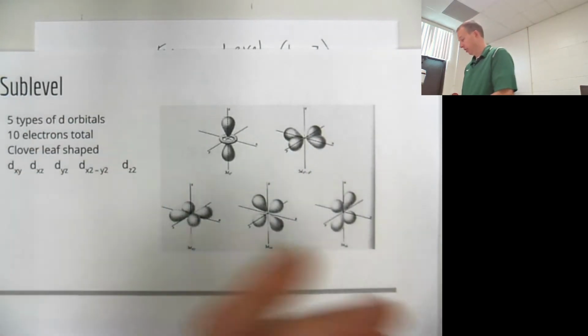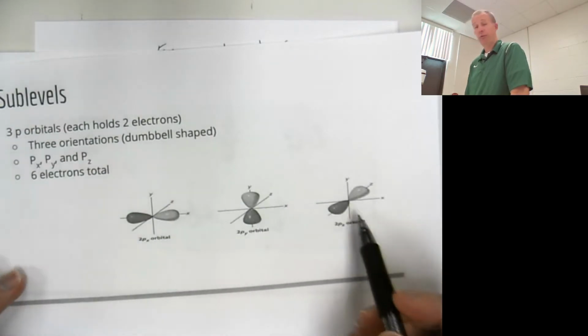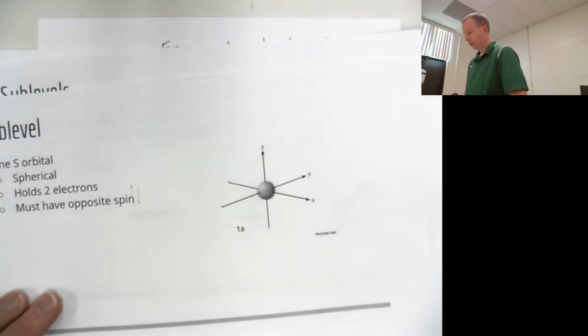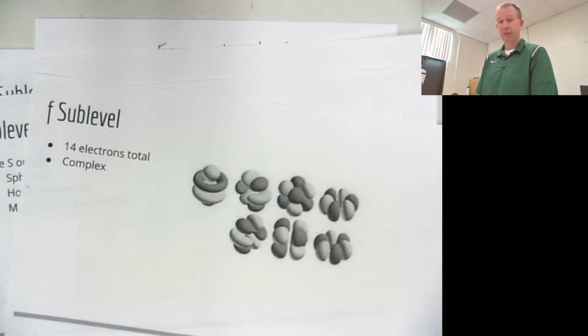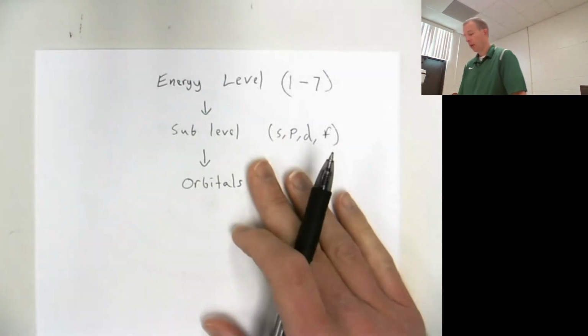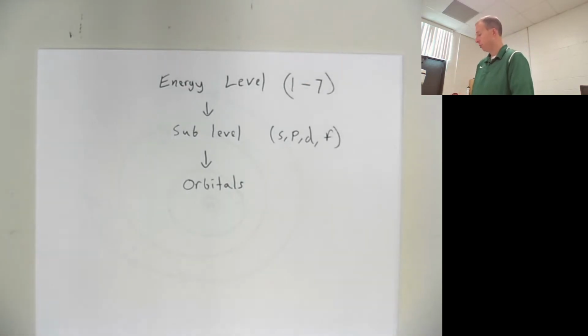Just as an example here, take a look at the P sublevel. There are 1, 2, 3 of them. There's only 3 of them. Look at S. There's just 1. F has 7. So the point is that orbitals are the actual cloud in which we think an electron can be found. And I'm going to explain that a little bit more. I know it's a little confusing still.